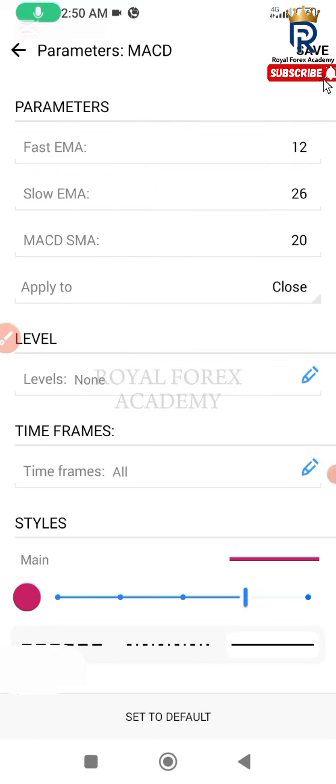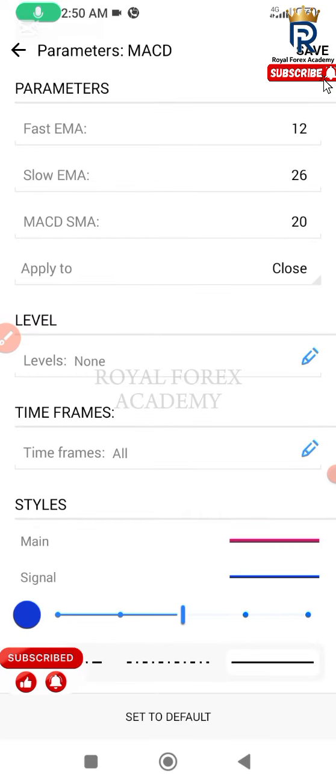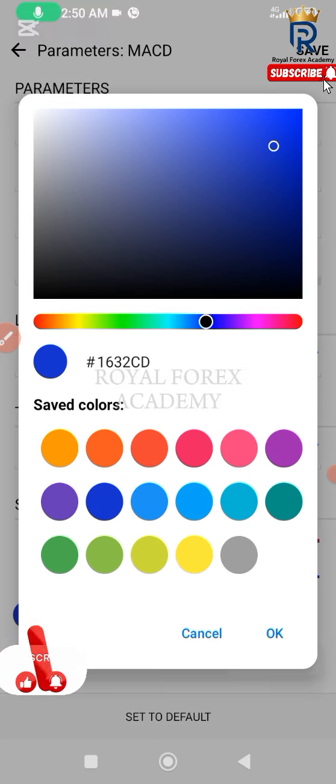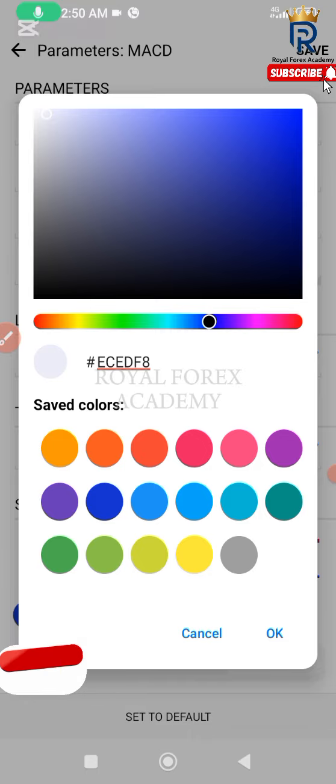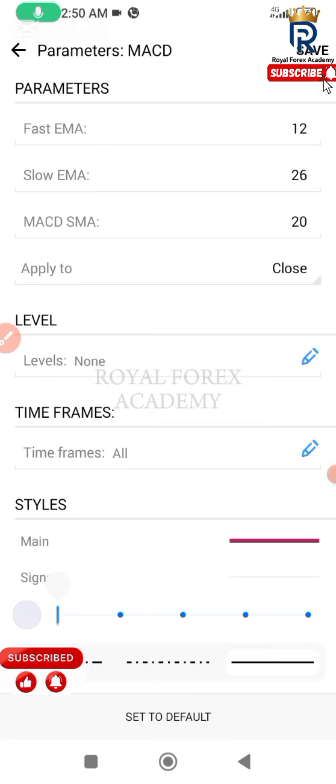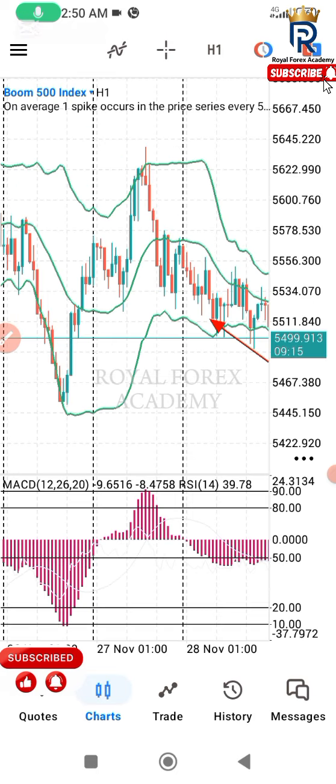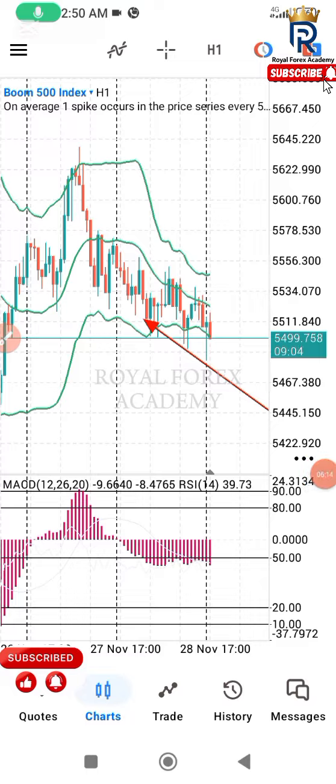So we are going to do what? We are going to change our signal line, and we are going to change the color to our background color. So our background is white, so we'll change that color to white. Okay, and then we'll reduce it completely, then we'll save. Alright, so you can see that it is no longer visible for us to see. So we are only working with our histogram line as far as the chart is concerned.